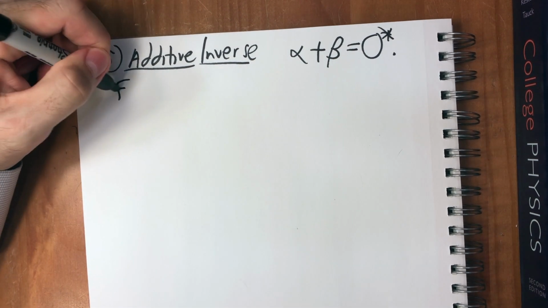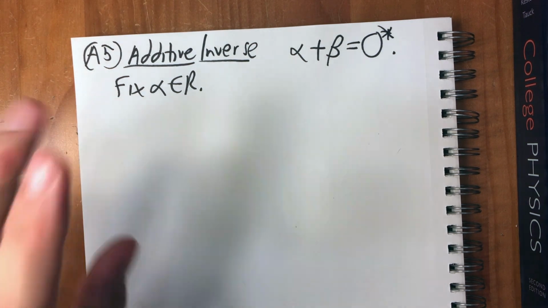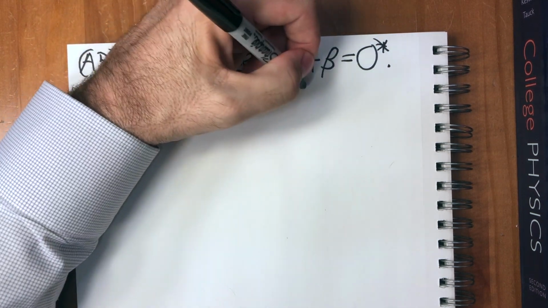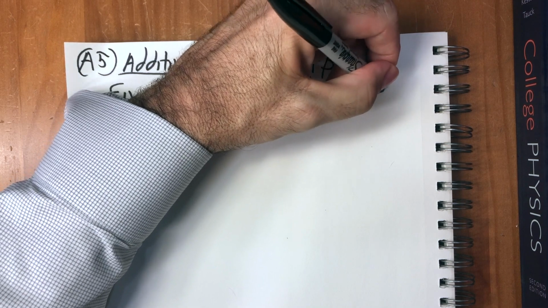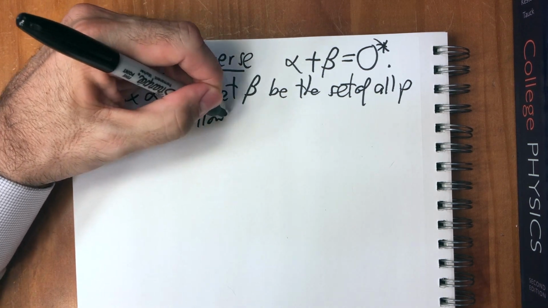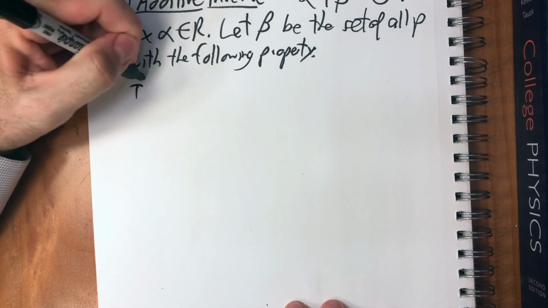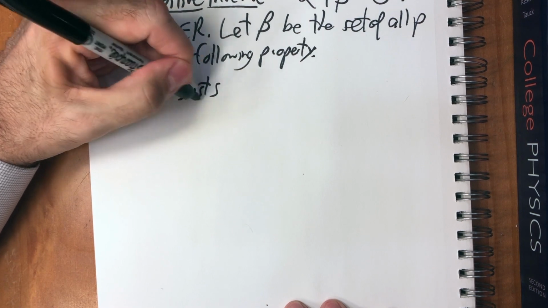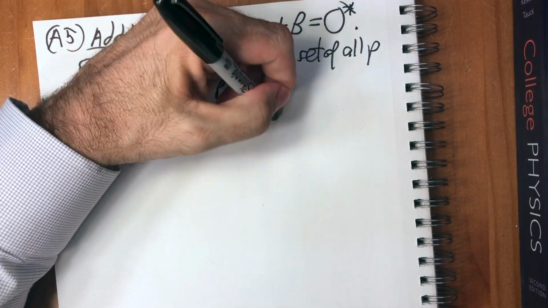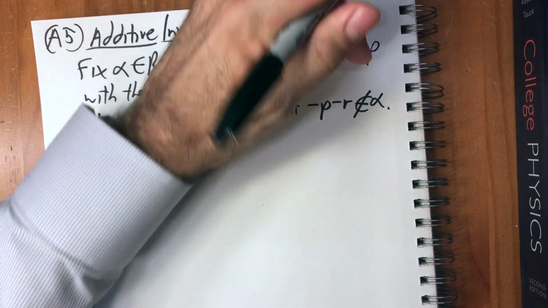So to do this, we're going to fix alpha in our set of cuts. This is arbitrary, you pick one, but we're just going to fix it and stick with that alpha for the rest of this proof. Let beta be the set of all p with the following property. There exists an r greater than 0 such that minus p minus r is not in alpha.